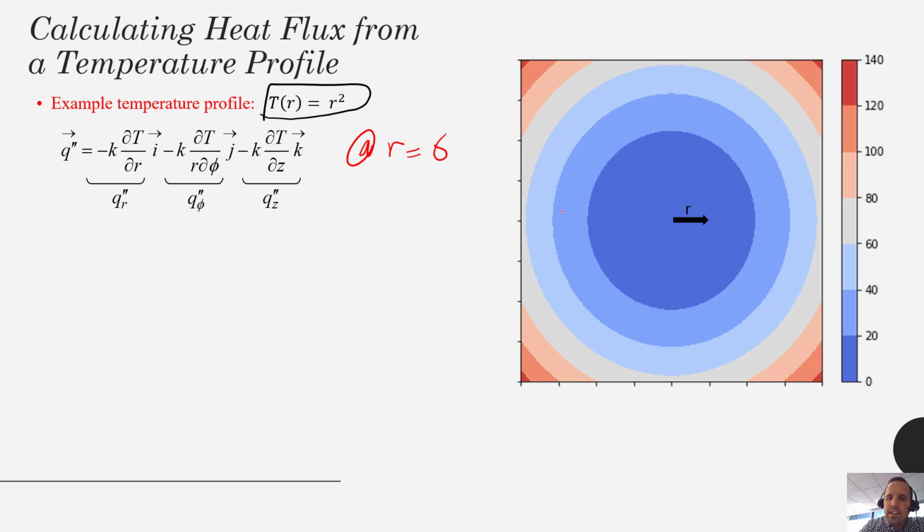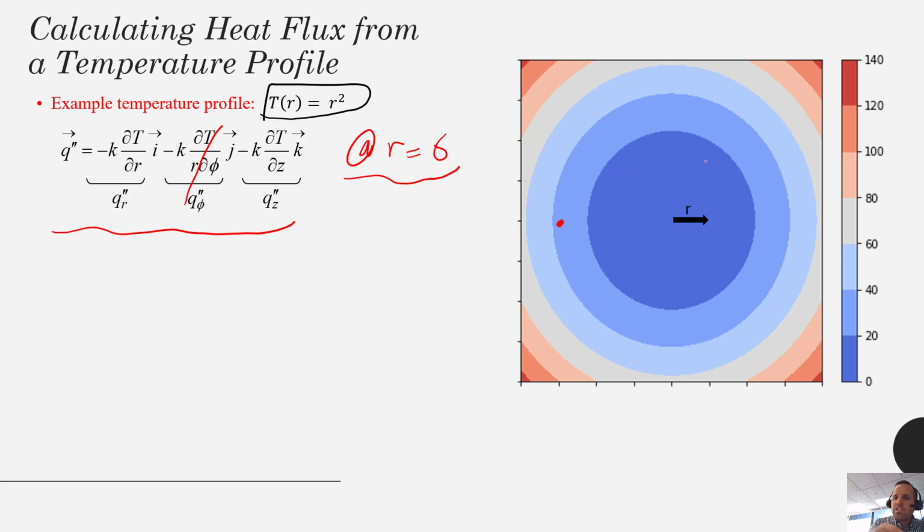Well, that is exactly the same point here, r equals 6. So let's calculate the heat flux here. If we look at the definition of heat flux, when it's spelled out, we see that there's no temperature variation with respect to phi. Temperature doesn't change at a fixed r. Temperature doesn't change as you go angularly in this direction. So we can just get rid of that term entirely.